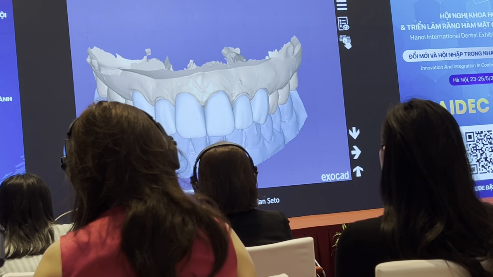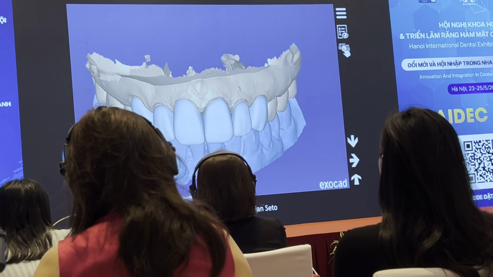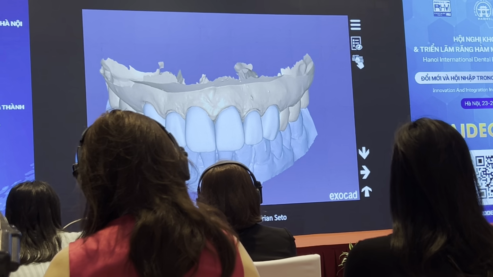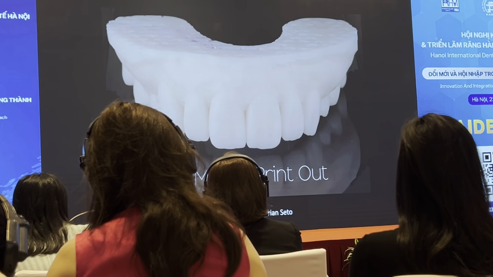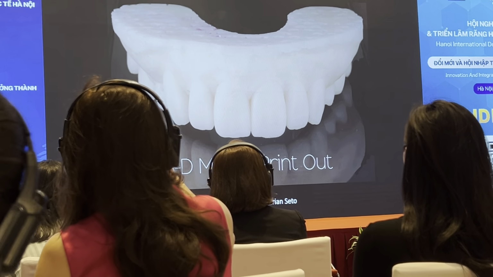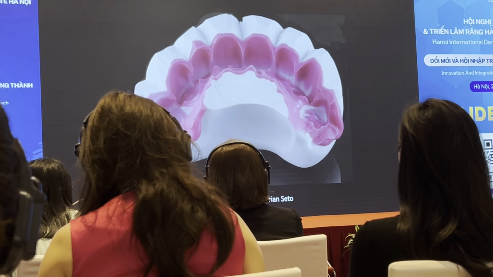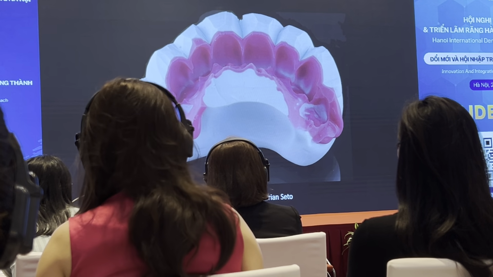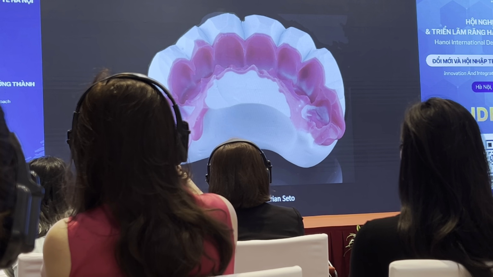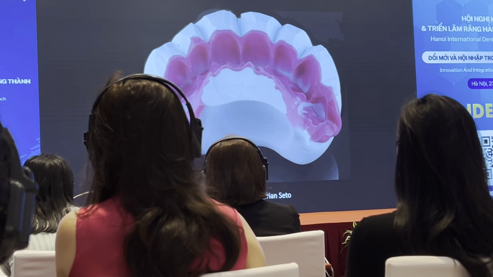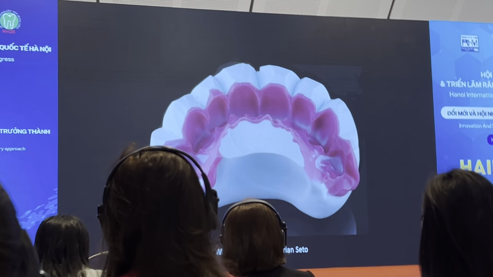First, the teeth were scanned so that the digital setup could be done according to the DSD plan. Next, the resin model was printed out based on the digital wax-up. A silicone index was made from the resin model to transfer the plan design to the patient.